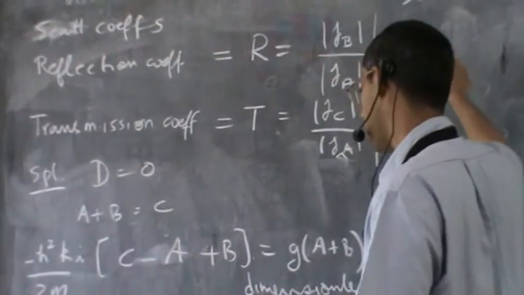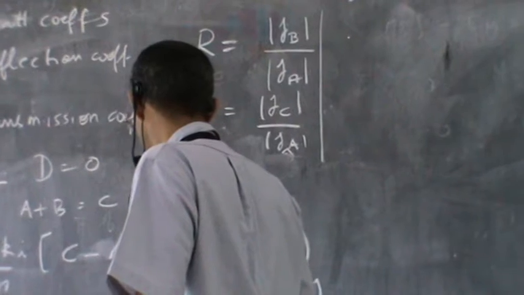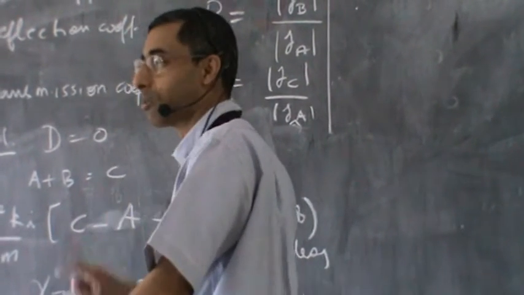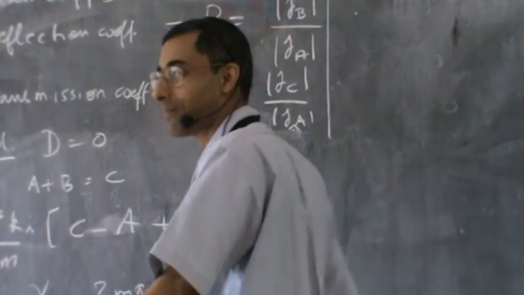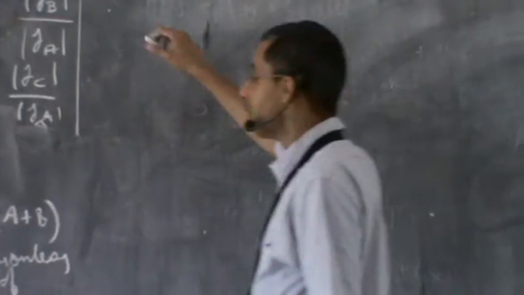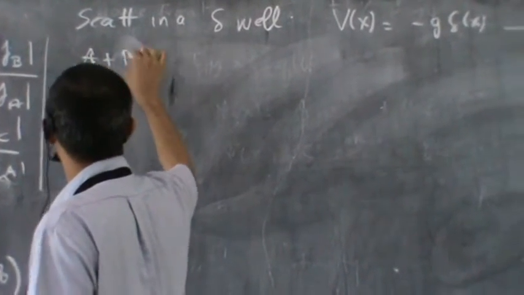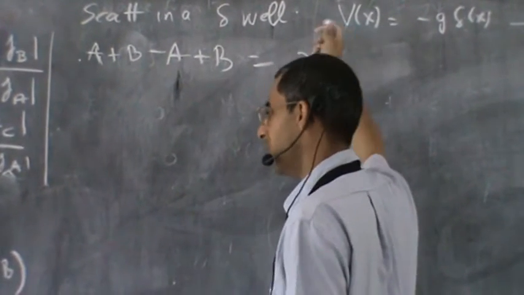A plus B. So here we have 2mg k by h bar square k square, which is the same as 2mg by h bar square k. Okay, so the thing is, you have C which is A plus B. A plus B minus A plus B is equal to gamma.